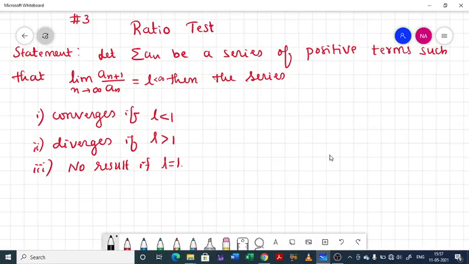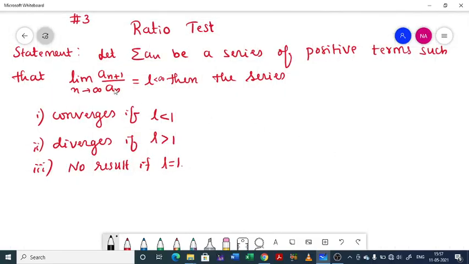So this is the statement of the ratio test. Given any infinite series, we need to consider the general term an, from which we find an plus 1, then take the ratio and evaluate it as n tends to infinity. Then check whether that ratio reduces to a finite number. Otherwise, if it reduces to an infinite number, we cannot apply the ratio test. If the ratio reduces to a finite number, check whether that number is greater than 1, less than 1, or equal to 1.